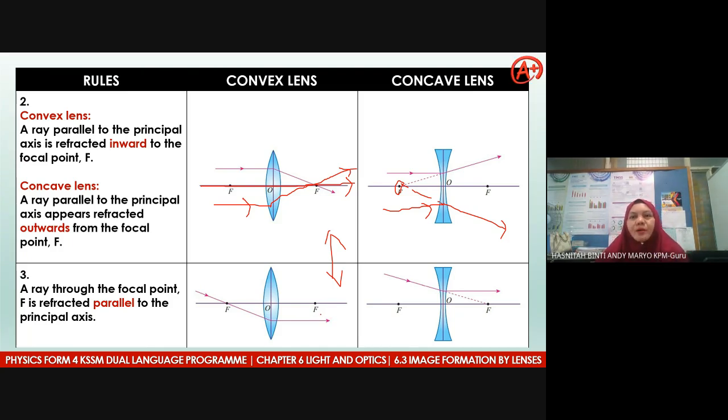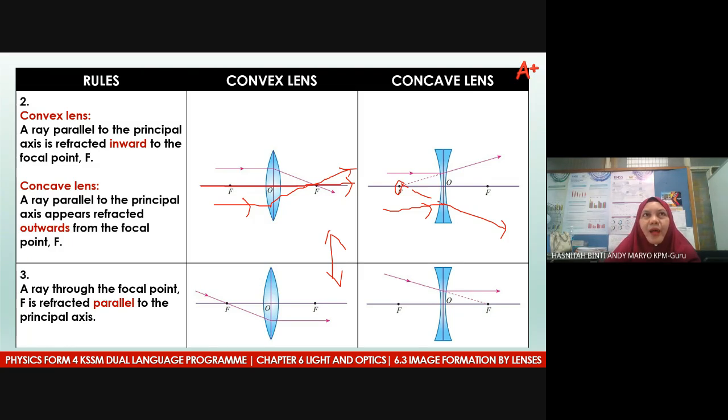Same goes for the concave lens. Now we have a light ray here travelling in this direction. If you continue the line, it will be heading to the focal point. So what happened? It will be refracted in a straight line. So the third rule: any ray passing through the focal point will be refracted parallel to the principal axis. Later you will practice this, to familiarize yourself with these three rules of drawing.